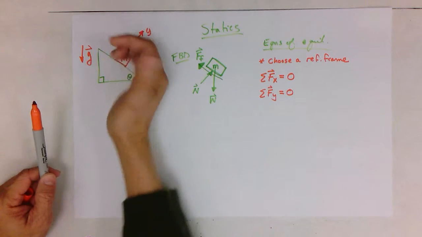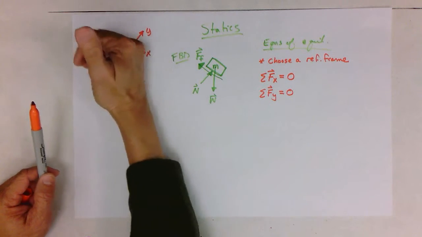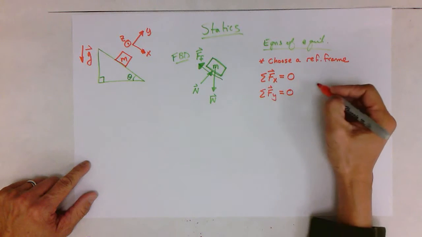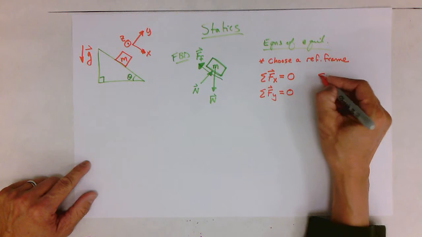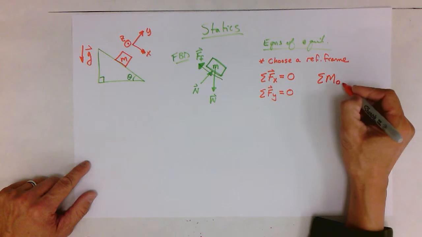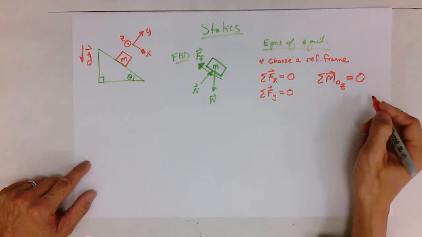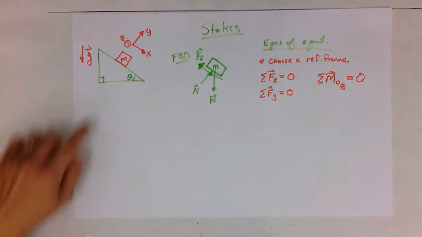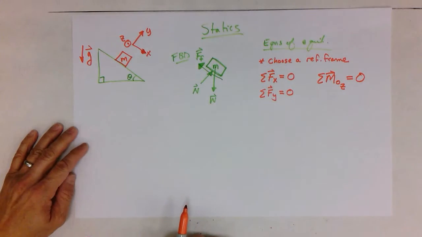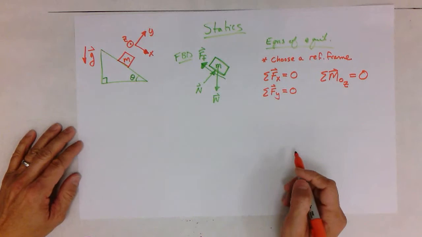Moments, the only rotation we can possibly have is rotation about axes coming out of the plane. That's in the z direction. So we'll have a moment equation about some point which we have yet to pick or specify in the z direction, which is equal to 0. So three vector equations. We've picked a reference frame, so we expect to have three scalar equations.